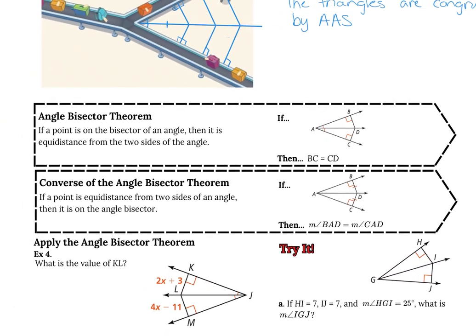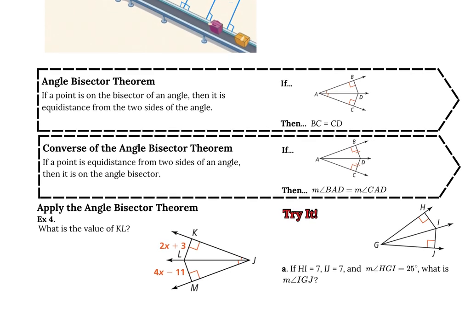All right, our angle bisector theorem. If a point is on the bisector of an angle, then it is equidistant from the two sides of the angle. And then the converse of that: if a point is equidistant from two sides of an angle, then it is on the angle bisector.